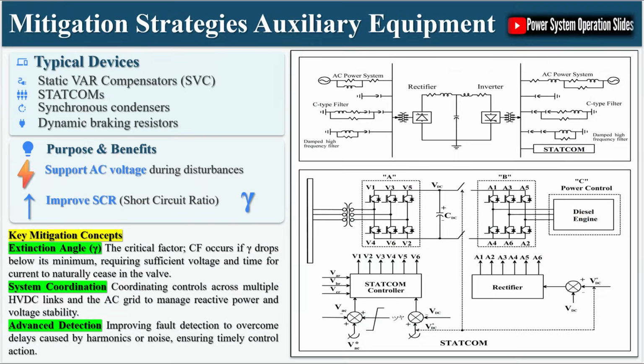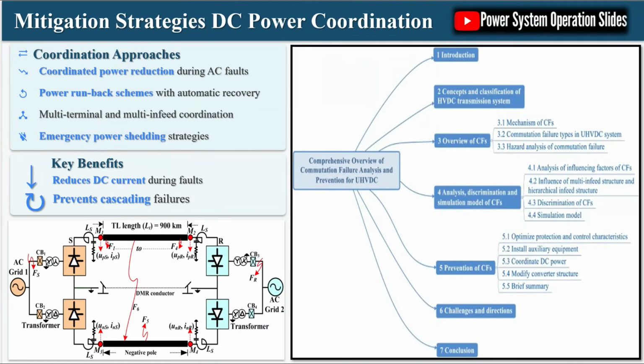First, continuous monitoring of extinction angle and AC voltage conditions at inverter stations is essential for early detection of potential CF conditions. Second, implementing appropriate control strategies such as current order reduction during AC voltage dips can significantly reduce CF risk. Third, ensuring adequate dynamic reactive support through SVCs, StatComs, or synchronous condensers can strengthen the AC system and improve commutation margin. Fourth, developing coordinated operational procedures for multi-in-feed HVDC systems can prevent cascading CF events.